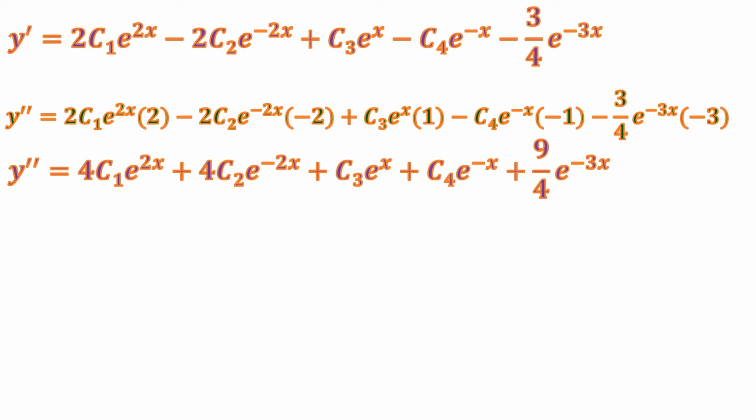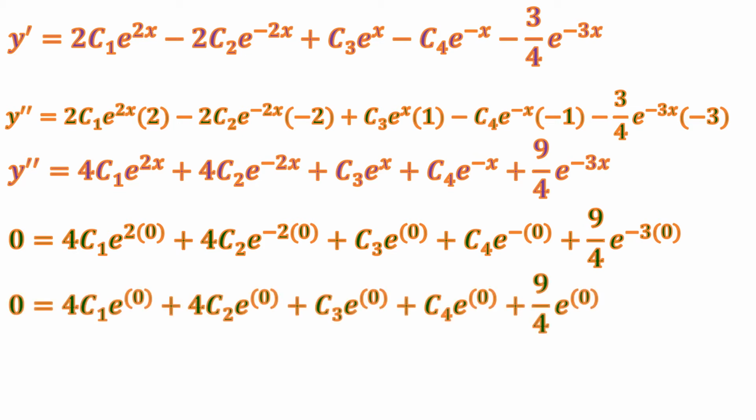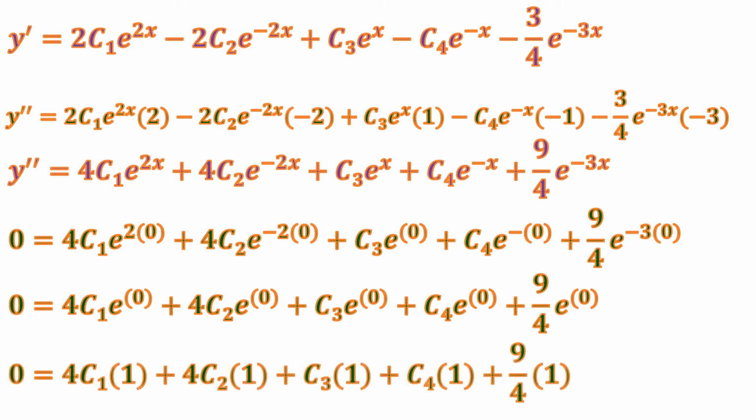Negative 3 times negative 3 fourths is positive 9 fourths. And so this is the y double prime. And then we are going to substitute according to the given initial values. So based on the given, if x is 0, then the y double prime is 0. So we have substituted there, and we're going to multiply those numbers with zeros. So multiply all the numbers with zeros, so it becomes 0. And then we change e to the 0 into 1.